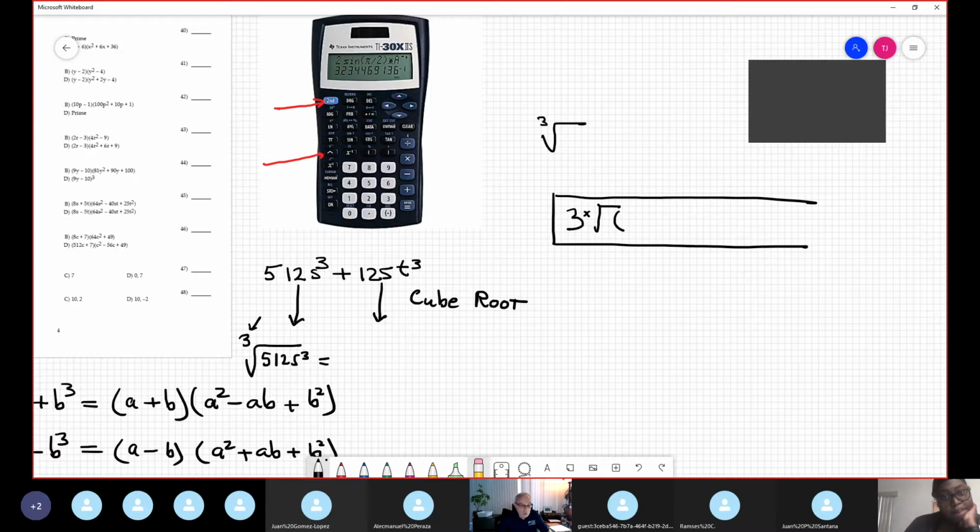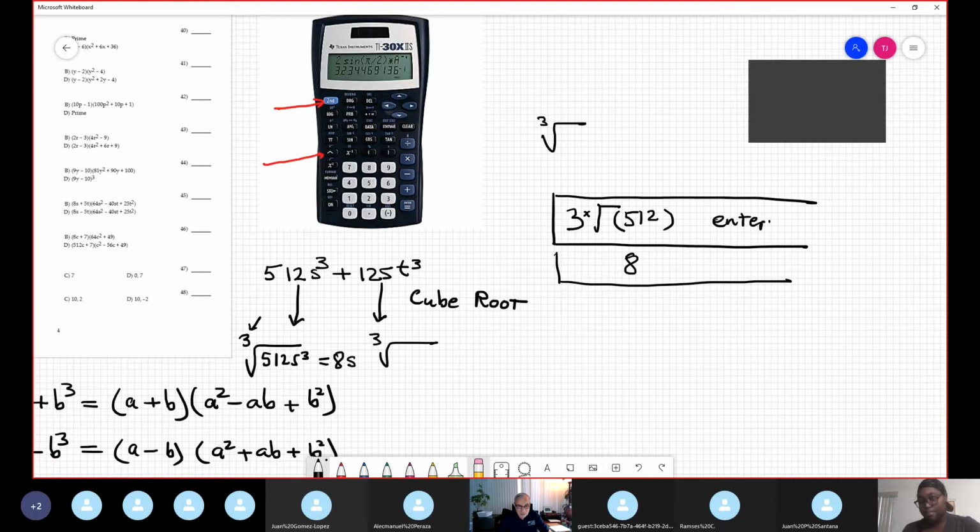Entonces, mandatory, you open a parenthesis, and you put the number, que es 512. Close the parenthesis, press enter, and you get 8. Okay, entonces the cubic root is 8x. For 125, we can do exactly the same, but I know from memory it gets 5. Like the cubic root of 125t cubed is 5t.